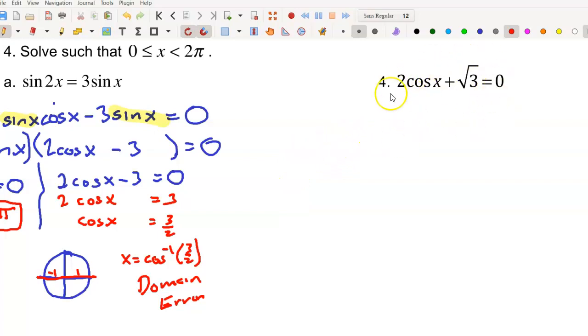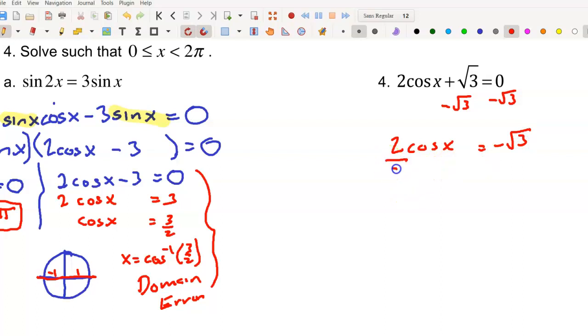These ones are a little more straightforward, but you have to know your unit circle to solve them. So it's kind of like the last step we did just a second ago right here. We had a minus 3. I added 3. It is a 2 cosine, so I divided both sides by 2. Same thing here. Subtract the root 3. And divide both sides by 2.